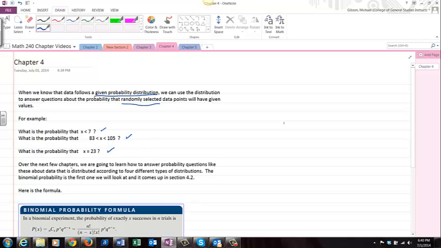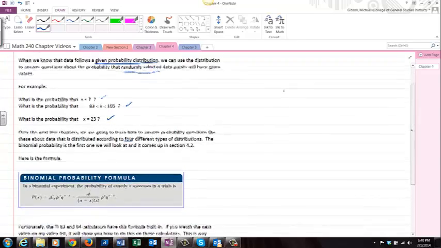Over the next few chapters, we're going to learn how to answer probability questions like these about data that is distributed according to 4 different types of distributions. The binomial probability distribution is the first one we will look at, and it comes up in section 4.2. Here's the formula.